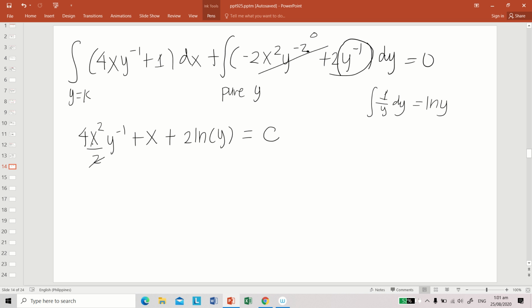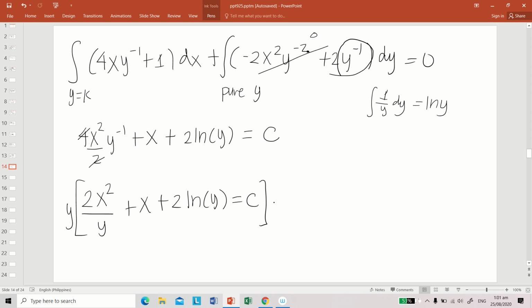And then, further simplifying our solution, 4 and 2 will cancel out. So we're going to have 2x squared over y plus x plus 2 ln of y is equal to c. Multiplying both sides of the equation by y, it turns out our equation is 2x squared plus xy plus 2y ln of y is equal to cy. So that's the answer.